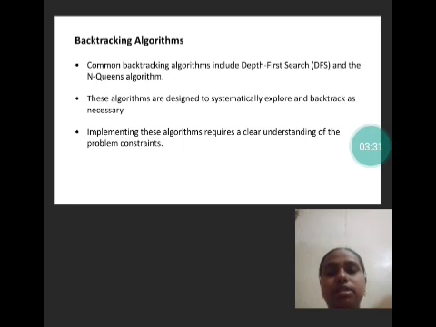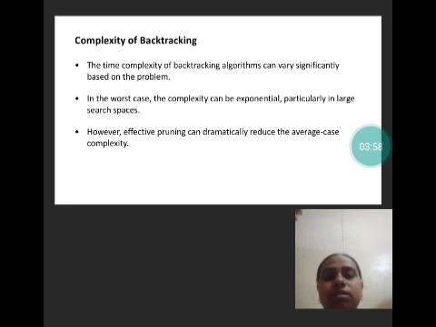Backtracking algorithms. Common backtracking algorithms include depth first search and the n-queens algorithm. These algorithms are designed to systematically explore and backtrack as necessary. Implementing these algorithms requires a clear understanding of the problem constraints.